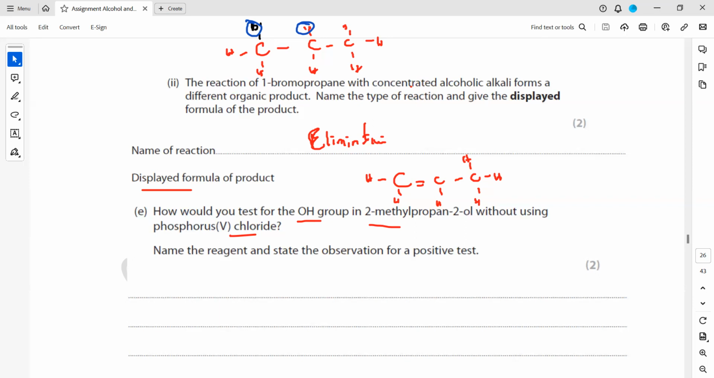Or because it's an alcohol, it will form an ester. If we add a carboxylic acid and sulfuric acid, because sulfuric acid is a catalyst for esterification, it will form an ester with a sweet or fruity smell. So for the reagent, we can add sodium and we observe fizzing, bubbles, effervescence. And if we evaporate the mixture, it will leave behind a white solid.